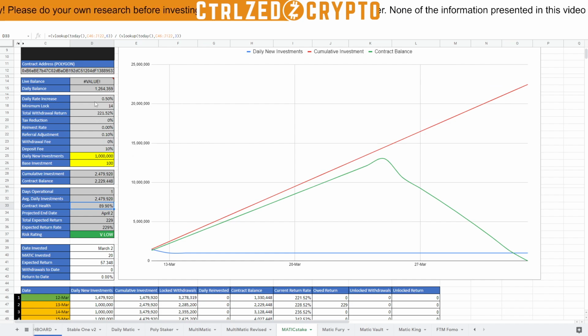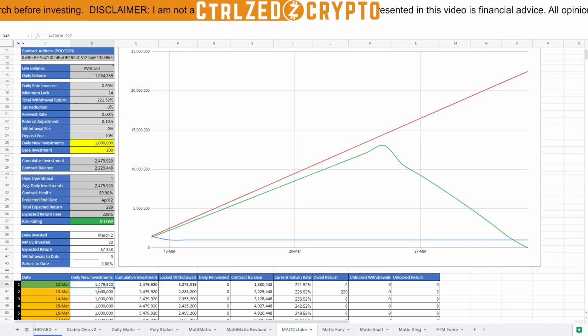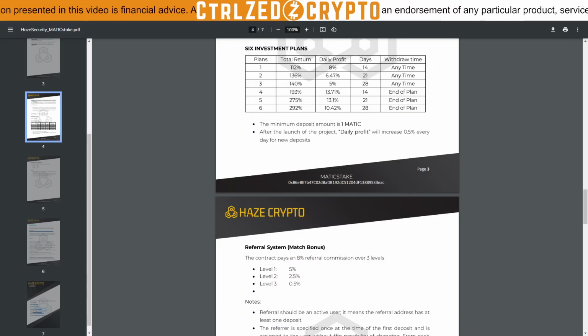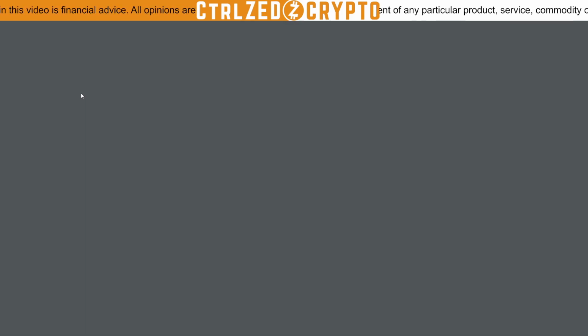So we got 1 point whatever it is million, here it is, this is the actuals, 1.479 actually invested under the contract. This is what I've extracted from the contract. If you go into the transactions, you can pull out all the transactions on Polyscan. So I've extracted that information and put it into the spreadsheet.